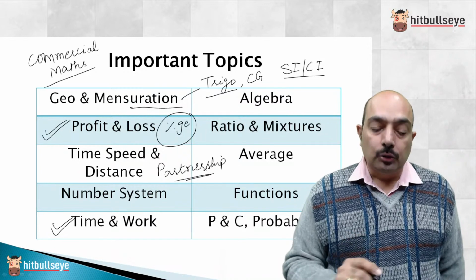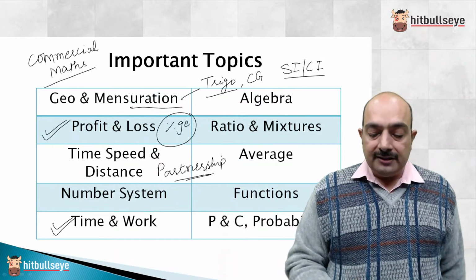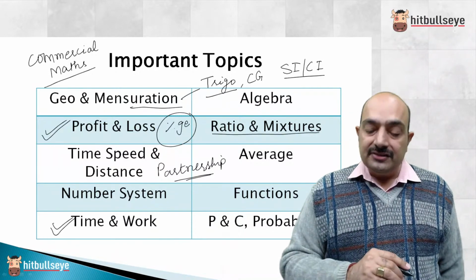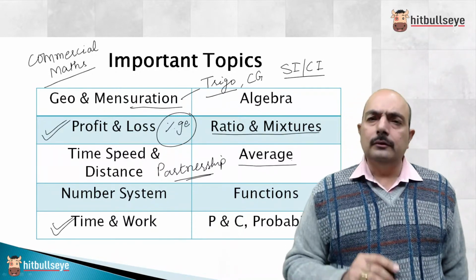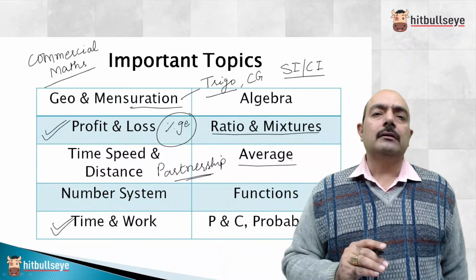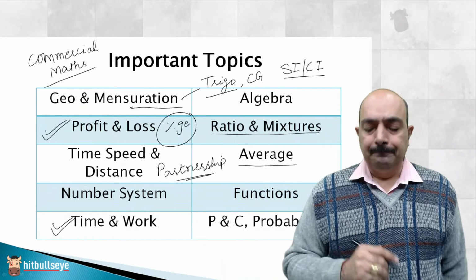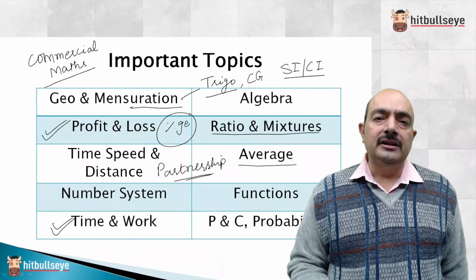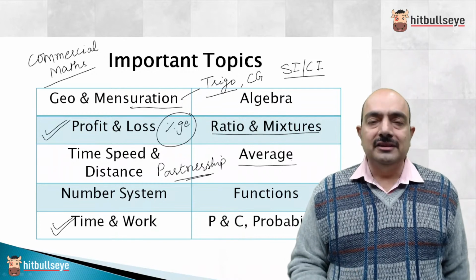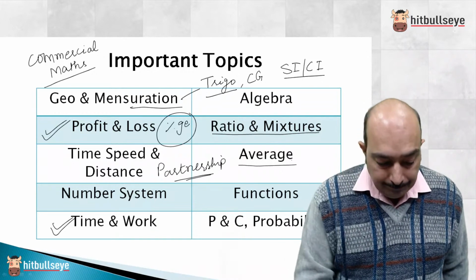These are most scoring. Then after commercial maths, you can go ahead with ratio, mixtures, average also. You will always find 1 or 2 questions in CAT from the topic of average, maybe more even. Ratio and mixtures, again a very common area, everybody prepares for it, and you will always find some questions from this area also.